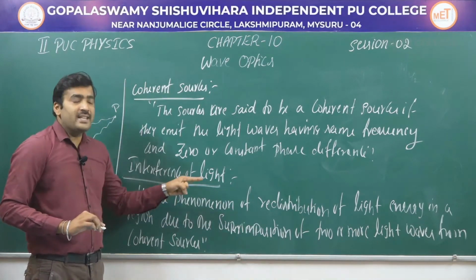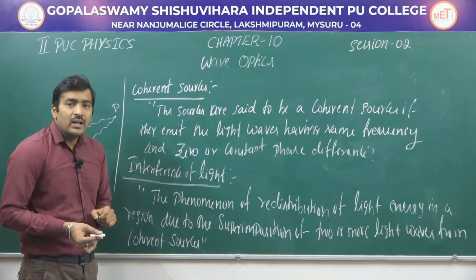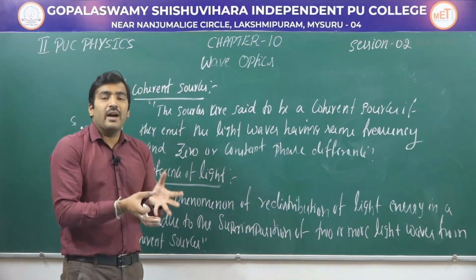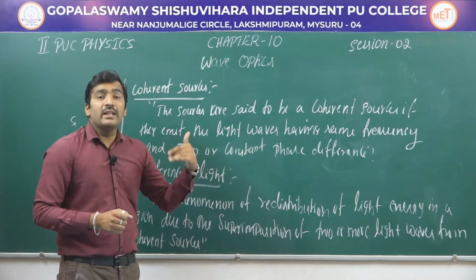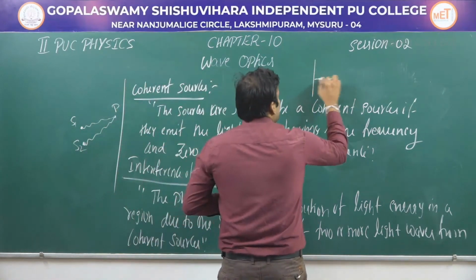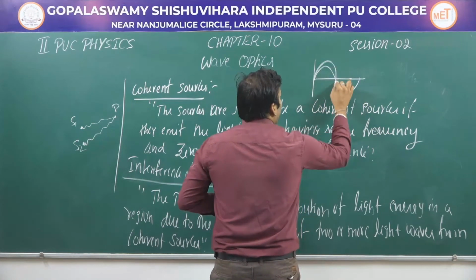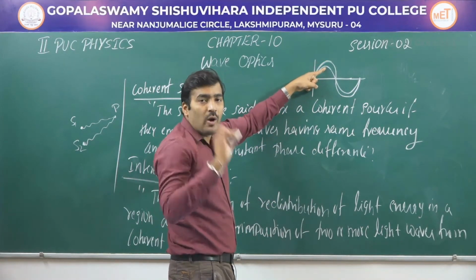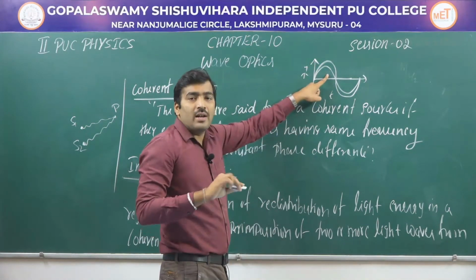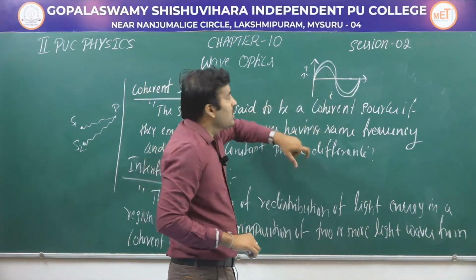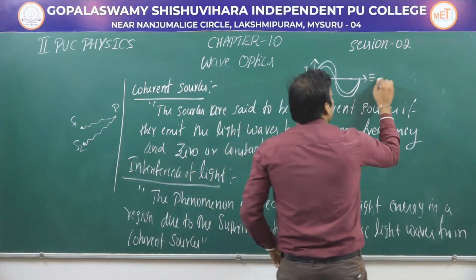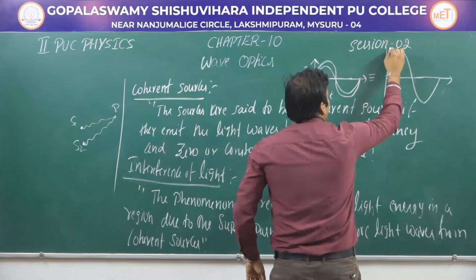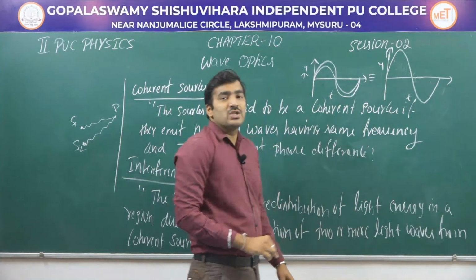The phenomenon of redistribution of light energy in a region where two or more light waves are superimposing on each other, as we have learnt in the addition of waves. See, when two waves are falling like this, they are superimposing like this. These are the waves emitted by two coherent sources, because they have the same frequency and constant phase difference, or zero phase difference in this case. So when these two waves interfere, the light energy is going to increase its intensity like this. There is an increase in the intensity of that light wave.